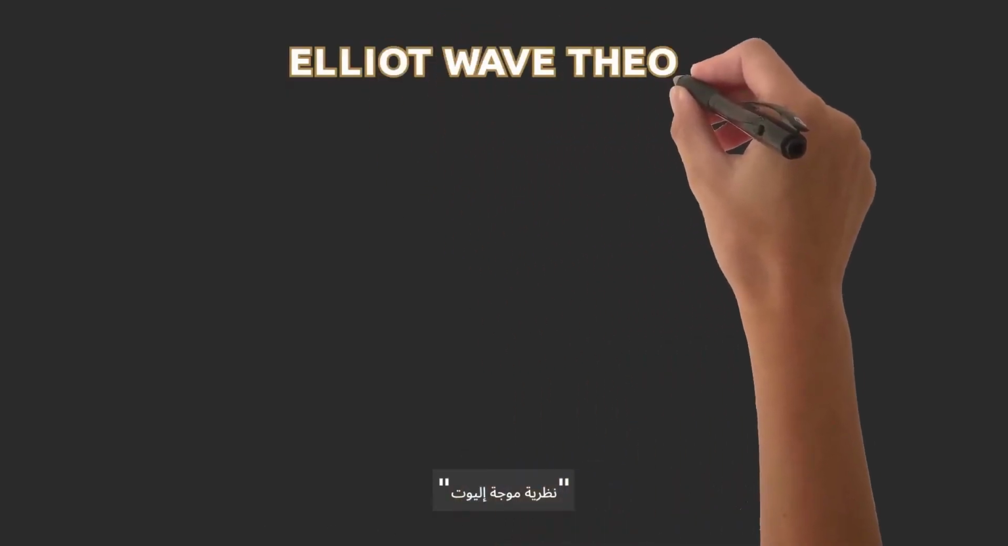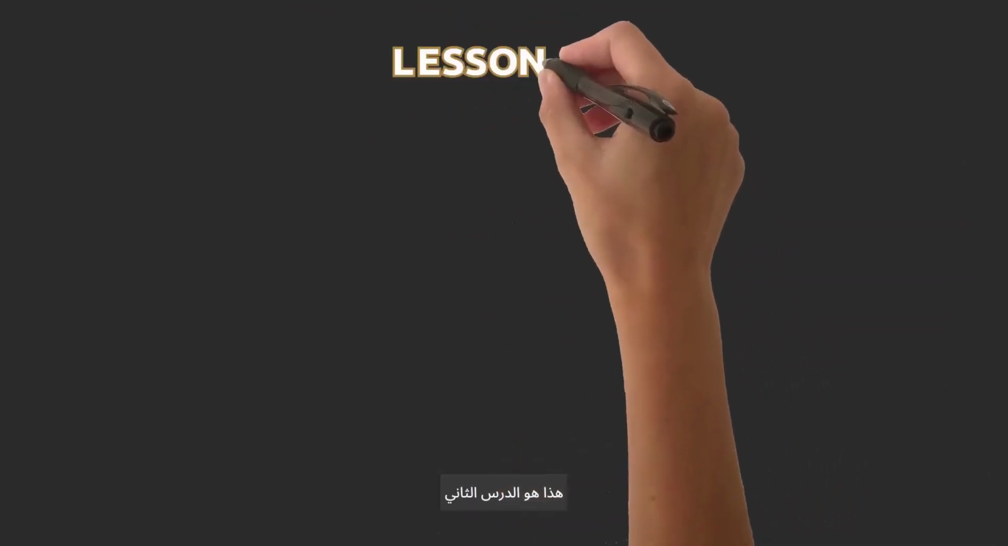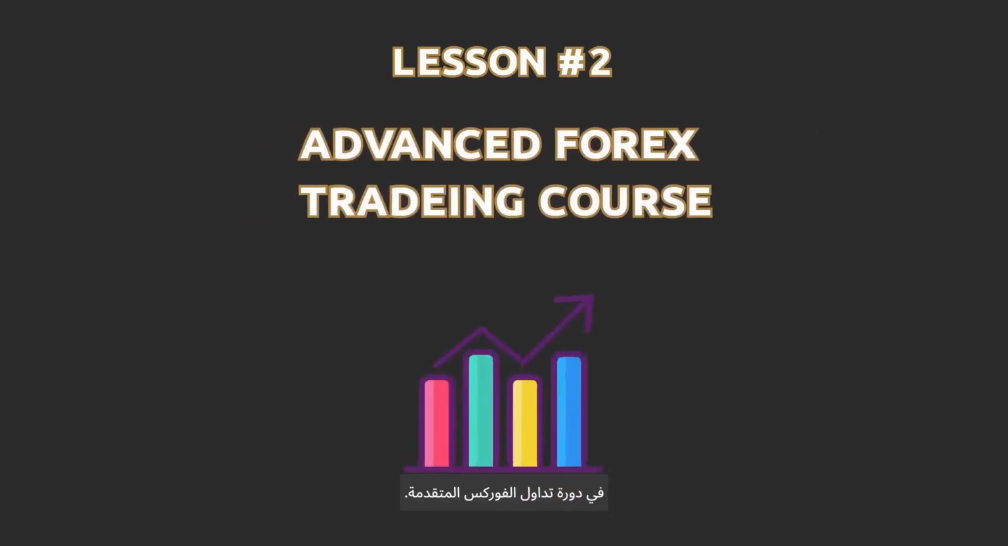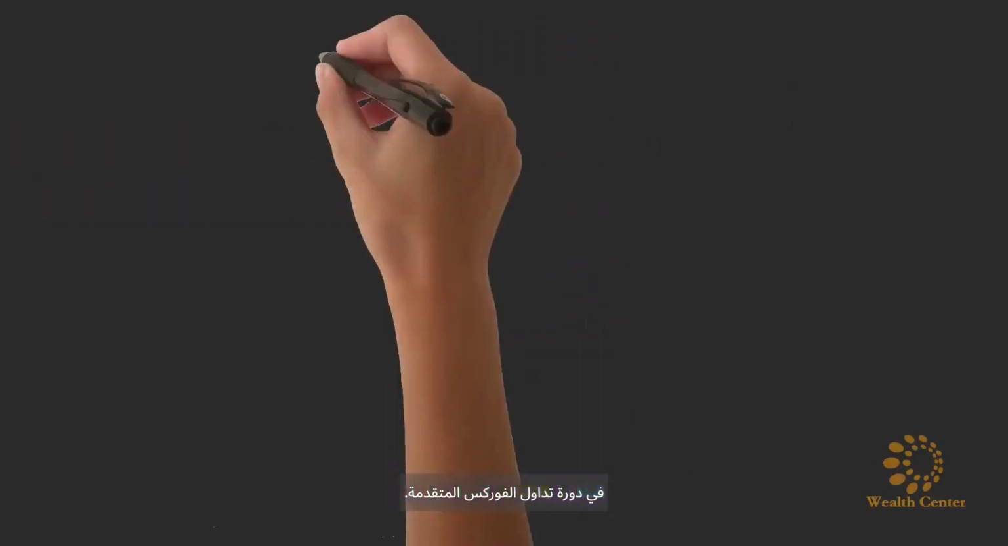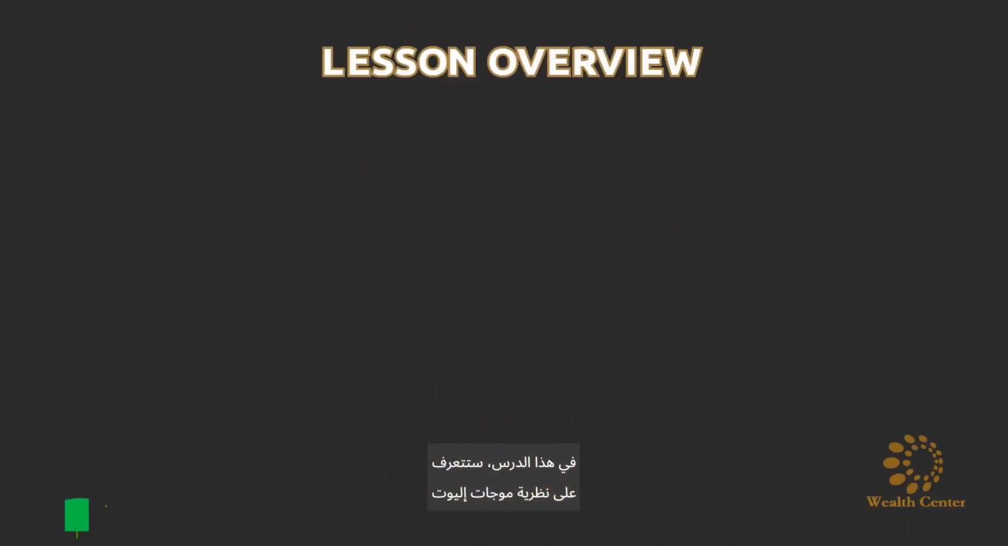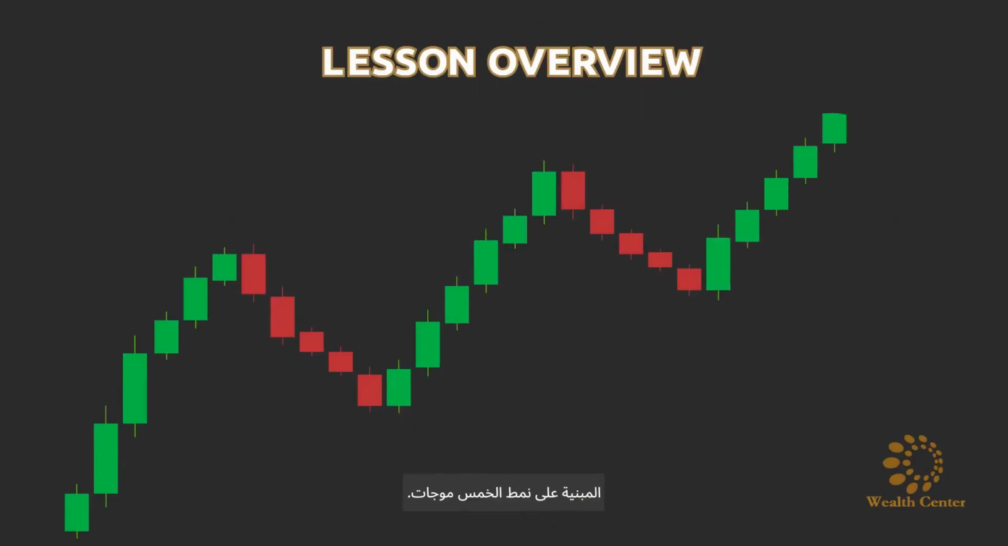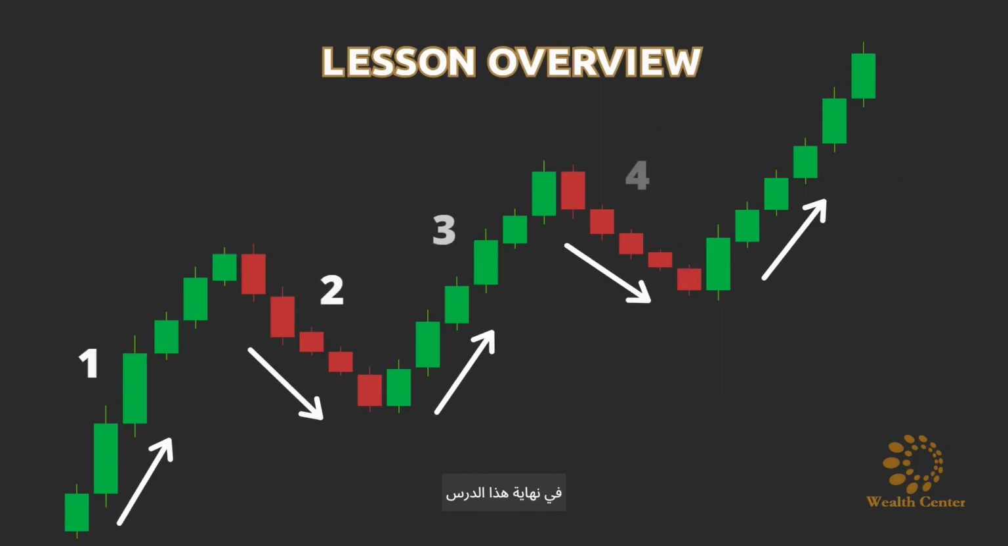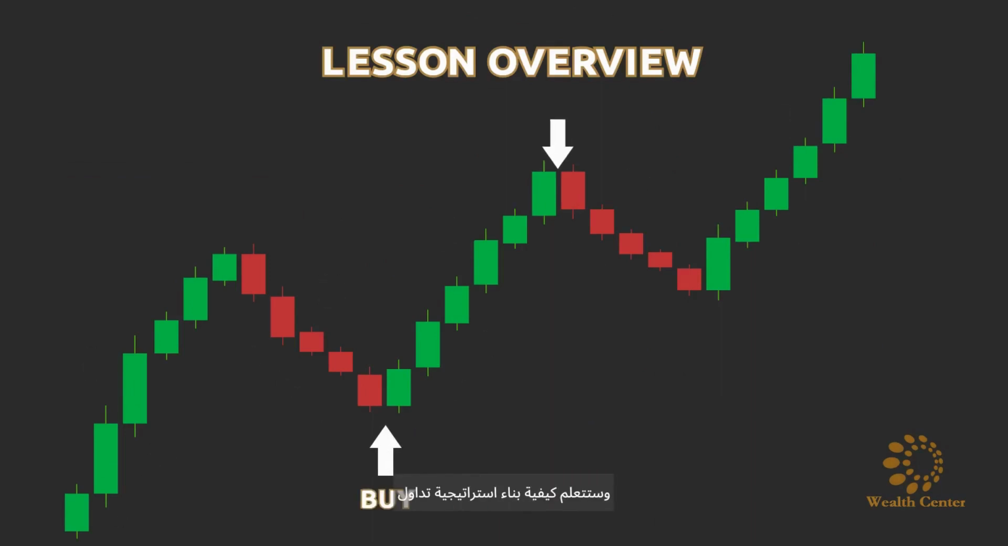Elliott wave theory. This is the second lesson in the Advanced Forex Trading course. In this lesson, you will learn about the Elliott wave theory that is based on a 5-wave pattern. Towards the end of this lesson, you will also learn to build a trading strategy using the Elliott wave pattern.